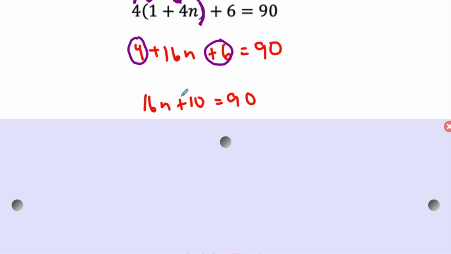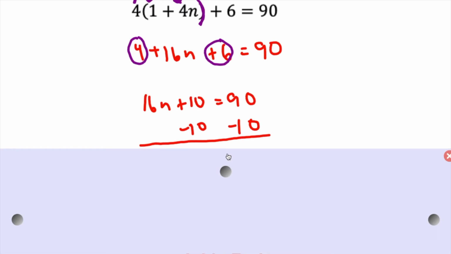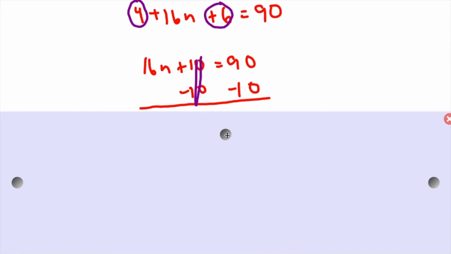Now, we need to get n by itself, so that means moving the 16 and moving the 10. But we want to do these in a specific order, and that is to move the number that does not have the variable first. So this is a positive 10. Keep in the back of your mind, we're always doing the opposite. So the opposite of adding 10 is subtracting 10. So we subtract 10 from both sides. These cancel. 16n equals, right-hand side, 90 minus 10 gives me 80.